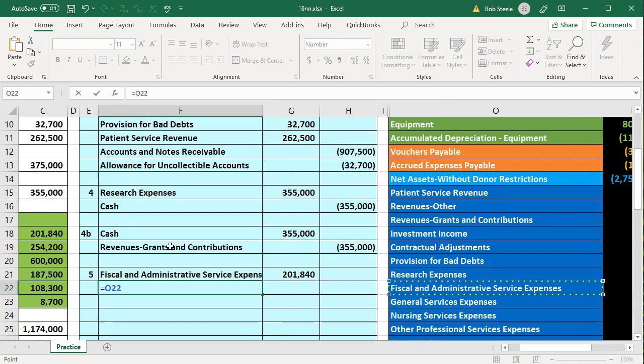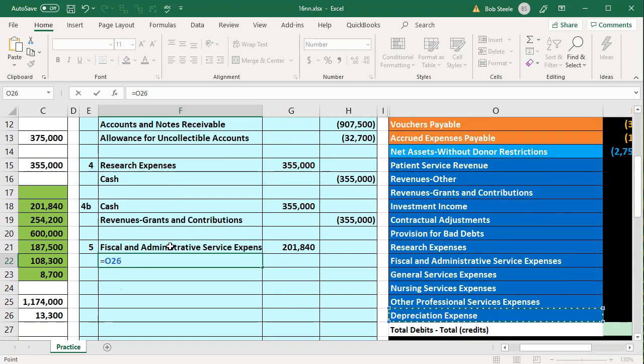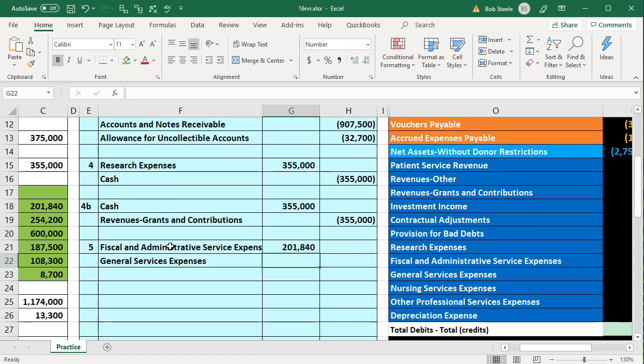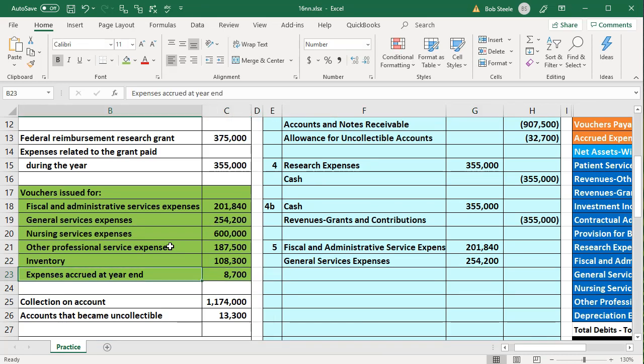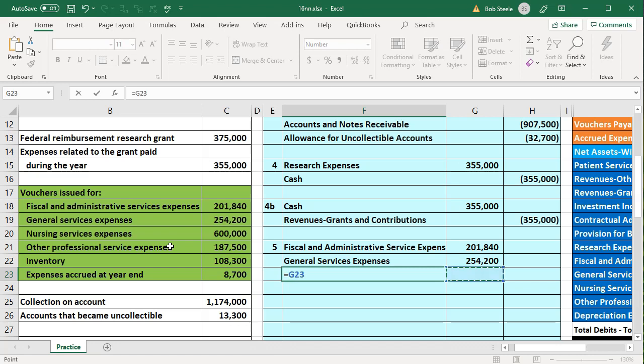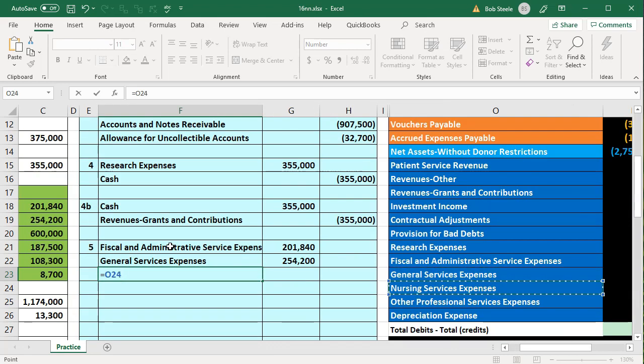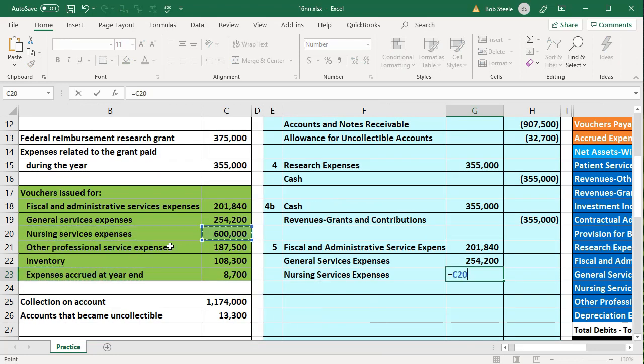Scrolling to the right, we're looking for the general service expenses. Here it is, and enter. That's going to be equal to the $254,200. Next, we have the nursing service expenses. So that's going to be underneath. We're going to say that's going to be equal to the nursing service expenses and enter. That'll be equal to the $600,000 and enter.